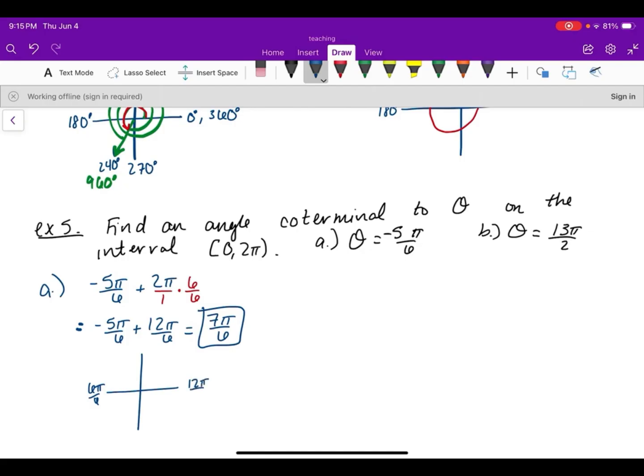So now I'm going to go ahead and plot that. Remember that pi can be written as 6 pi over 6. 2 pi, it's 12 pi over 6. So 7 pi over 6 is going to be in quadrant 3. It's pretty close to 6 pi over 6. It's just a little bit bigger.